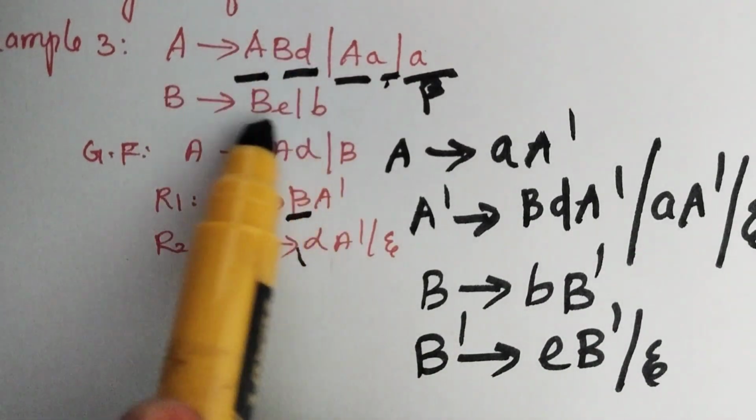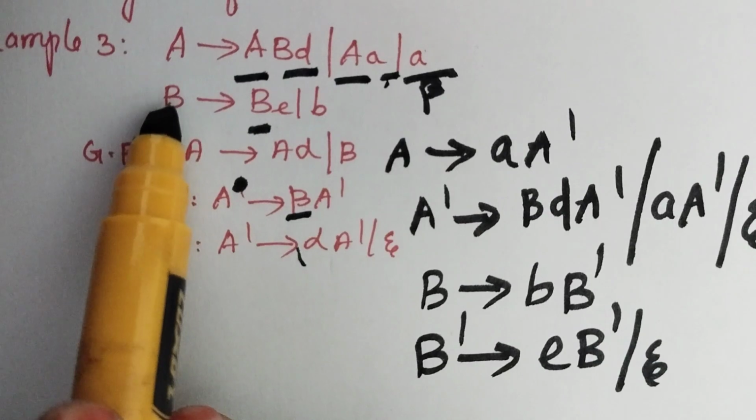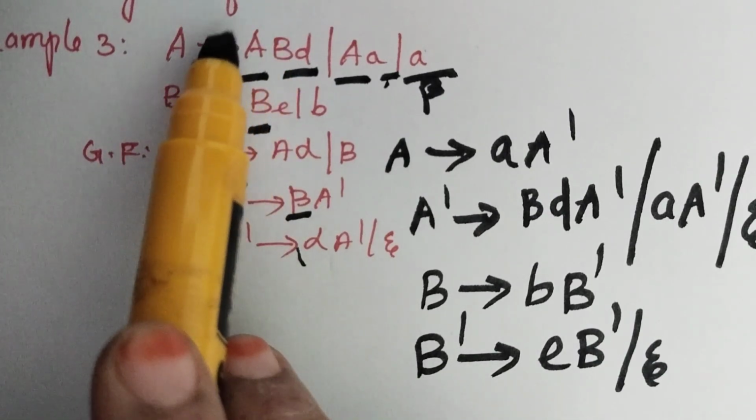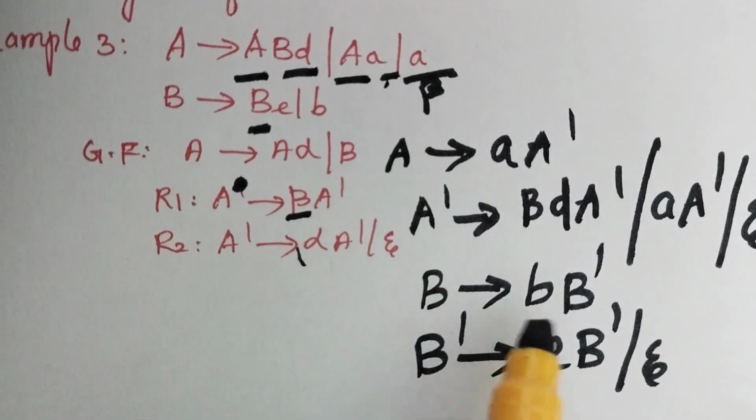It is not necessary that all the productions will have a left recursion. Even if any one production is having a left recursion, we need to eliminate it. Then we have to write the final grammar. This is how we have to eliminate.